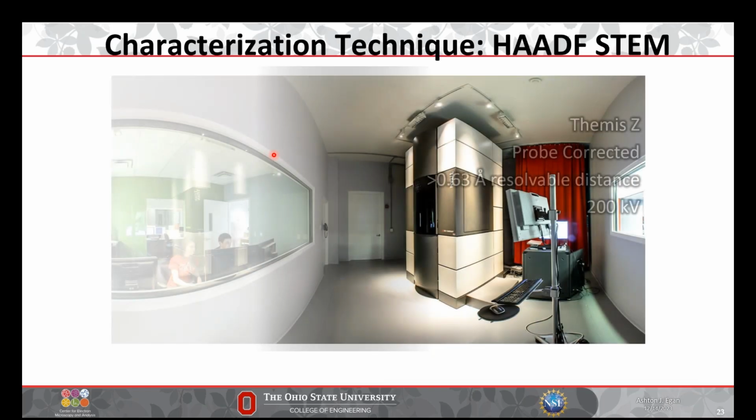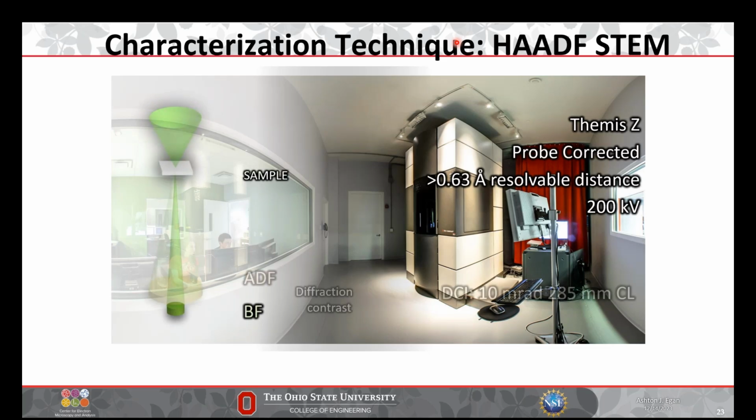And so then what are we actually doing in the TEM? So this is CEMAS's DNST. This is a pretty cool picture of the room. Basically, the TEM sits on one side, we sit on the other. And this has a very high resolution. It's a 0.63 angstrom resolvable distance. And I operate this at 200 kV.